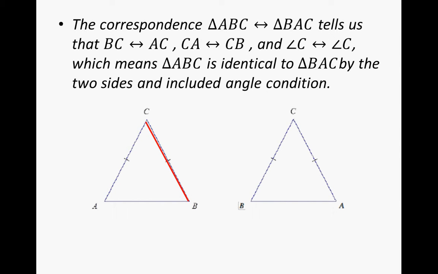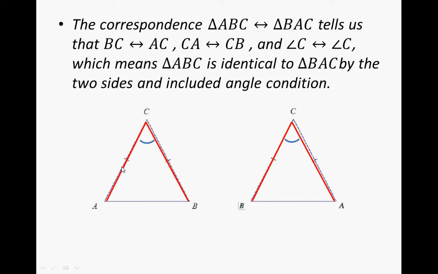So here we go. Here is CB, the right side of the left triangle, corresponds with line segment CA, the right side of the right triangle. And AC, or CA, on the left triangle corresponds with CB on the right triangle. So again, if you need help seeing that, then go ahead and rewind the video. Also, we are told that angle C corresponds with angle C. So that's why we have the two sides, 1, 2, and the included angle, and they match for both.